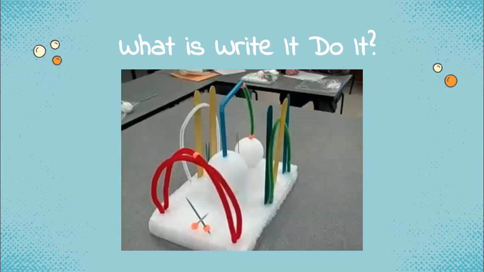So this is exactly what Write It, Do It is. Write It, Do It is a two-partner event in which one partner is called the writer and the other is called the doer. The writer is the one doing the writing. They are given a model at the tournament and they need to write instructions for their partner on how to build this model. You're given a limited amount of time to do that. So it's pretty difficult, honestly.